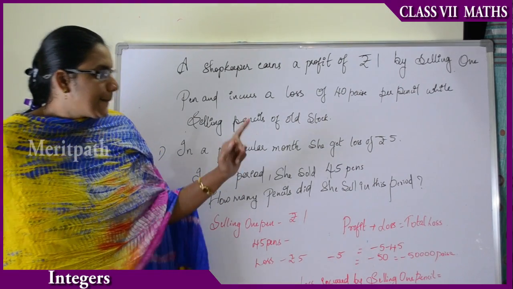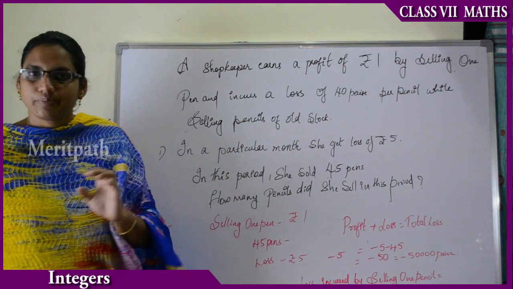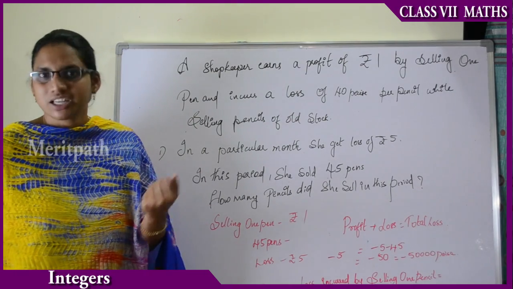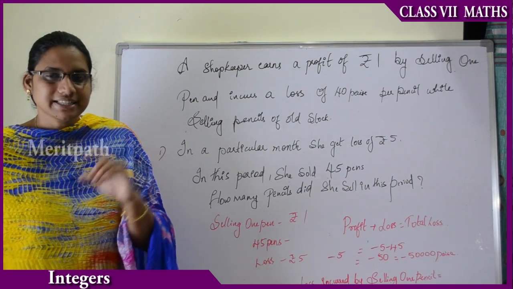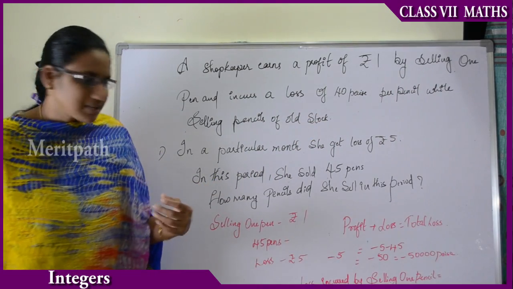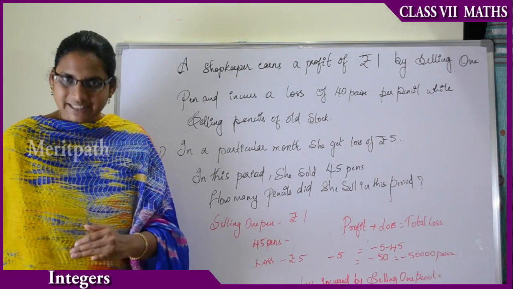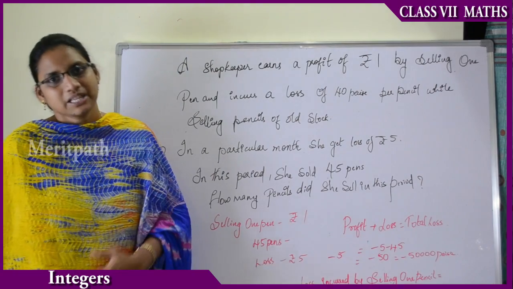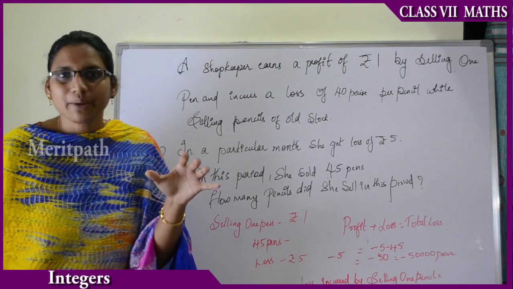Now by selling how many pencils is she getting the loss? On 1 pencil she is getting a 40 paise loss, right? We have to calculate how many pencils she sold. That means 1 pencil, 40 paise loss. That means 5000 paise, how many pencils, right? That is just cross multiplication: 5000 divided by 40 paise of 1 pencil. It will give us 125 pencils. Thus we get that he has sold 125 pencils in that particular month.